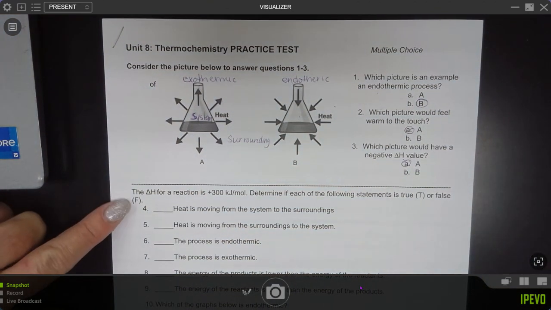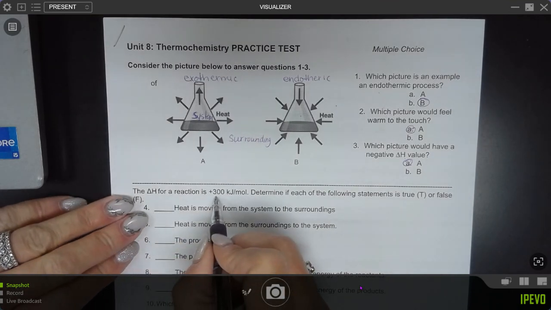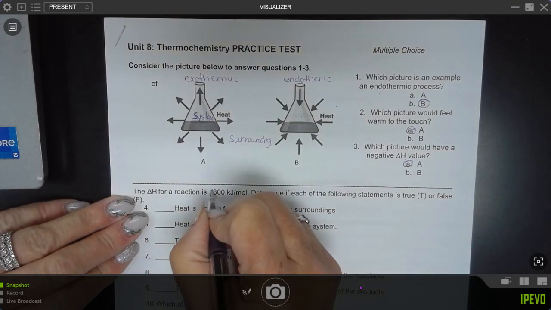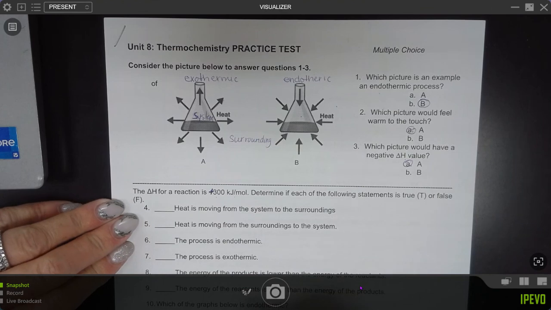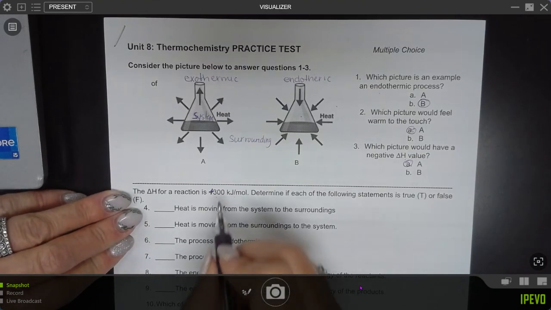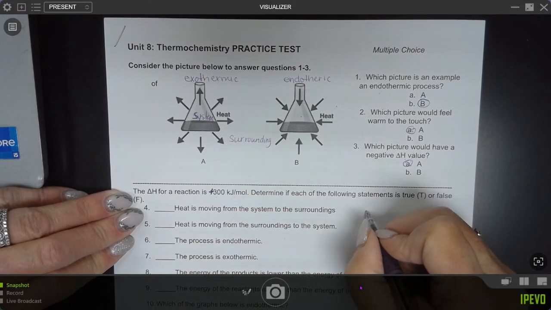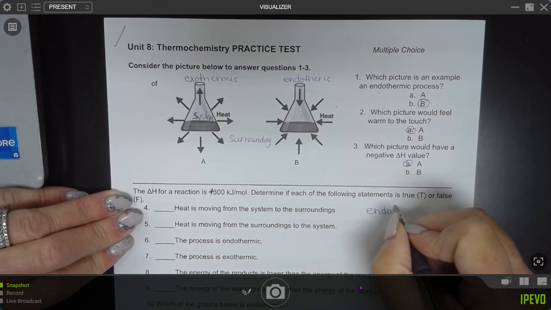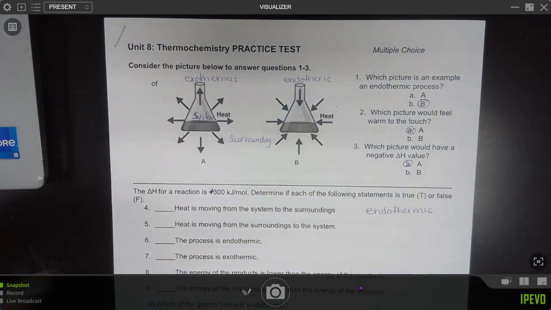All right, the delta H for a reaction is 300 kilojoules per mole. And notice that this is positive 300 kilojoules per mole. Determine if each of the following statements is true or false. Okay, so think about this. If it's got a positive delta H, that means it's endothermic. So now we need to answer these questions keeping that in mind.